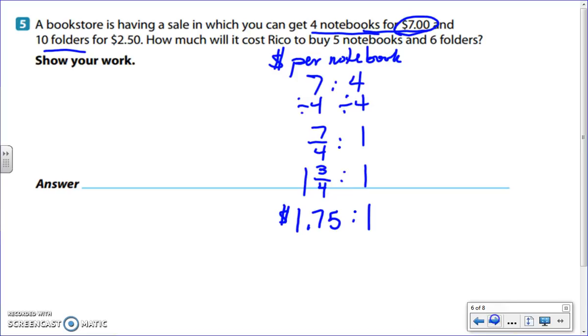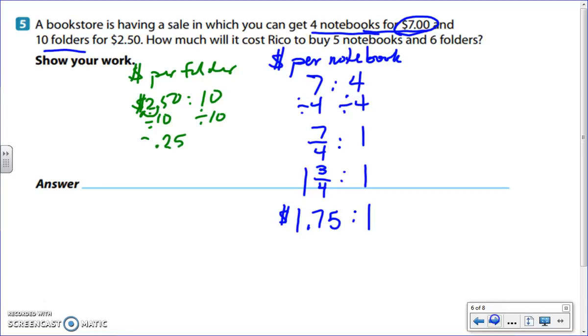Okay, I could do the same thing for folders. I want to know the price per folder. So what I'm doing is 250 to 10. And when I divide by 10, I like dividing by 10 because I know that I just need to move the decimal place 1 spot. So in this case, I know that each folder is only 25 cents.